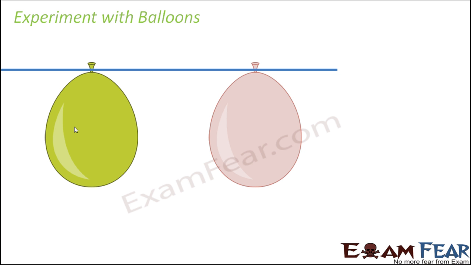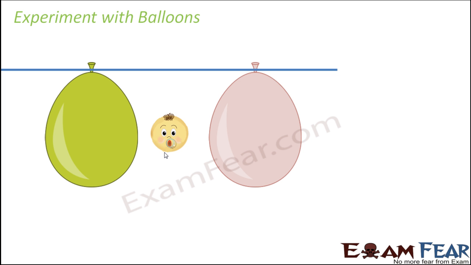You just fix these balloons and leave a considerable distance between the two balloons. At the same time, they should not be kept very far apart. So with a considerable distance between the two balloons, tie them to a string. Now what do you do? You blow hard in the space between the balloons. So what happens when we blow?